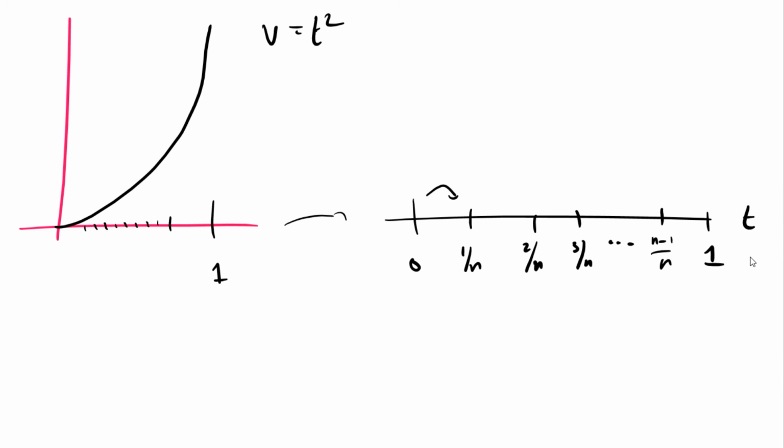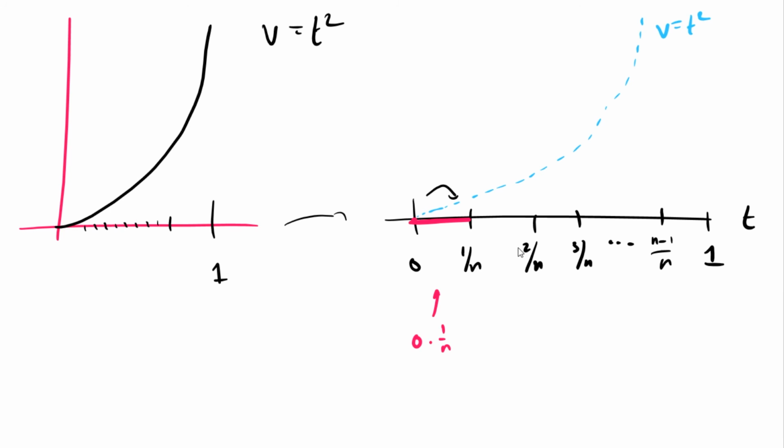So I'm going to build some rectangles out of this in the same way that I described. For each rectangle, I'm going to evaluate the function at the left endpoint, and then use that as the height of the rectangle. So imagine there's a ghost function up here, v is equal to t squared. To make my rectangles, I say, okay, the left endpoint here is at height 0. So the area of that rectangle is 0 times 1 over n.